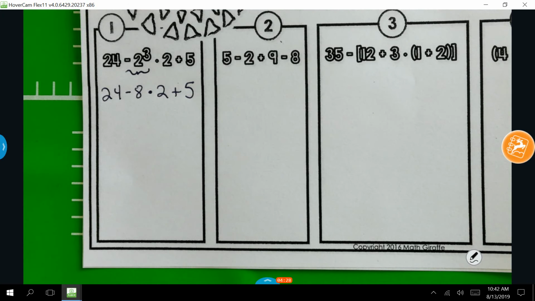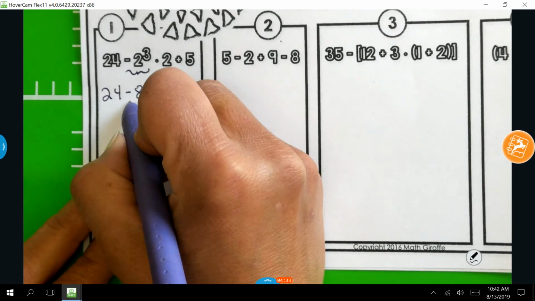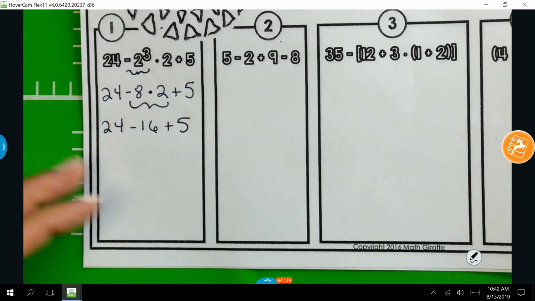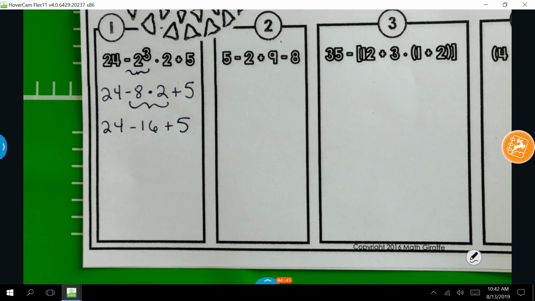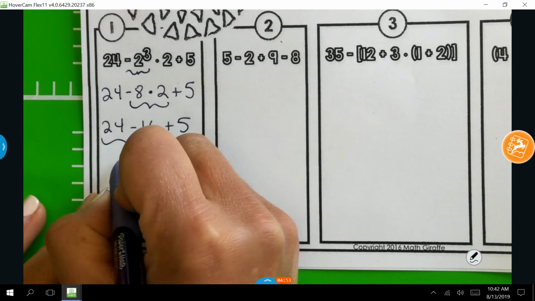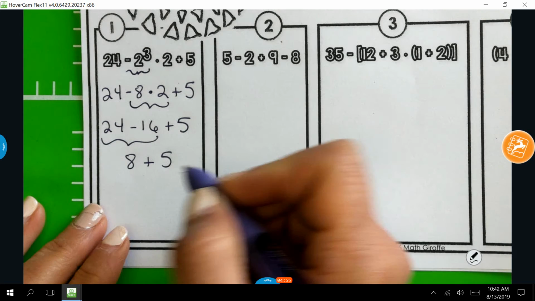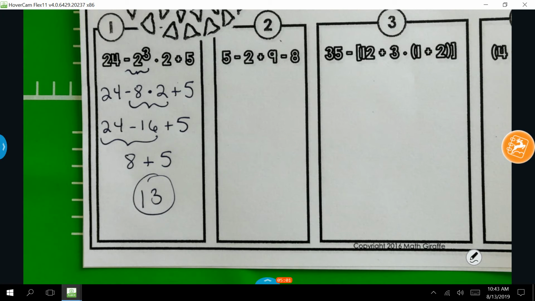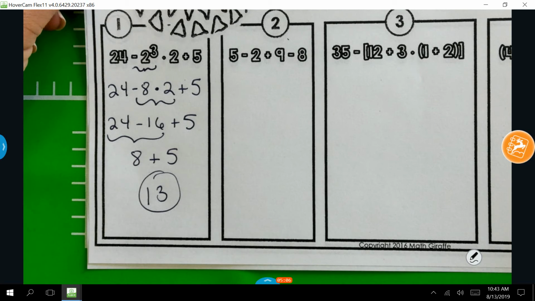We have no more exponents, so we're on to multiplication and/or division. So what do we have? 8 times 2. So that'll be the next thing we do. And you just recopy everything else. What's left? Yes, just addition and subtraction. So you just now solve the problem from left to right. So this is 8, and I bring down my 5, and 8 plus 5 is 13. And it does help to circle or box in your answer so we can see where it's at. Any questions on number 1?